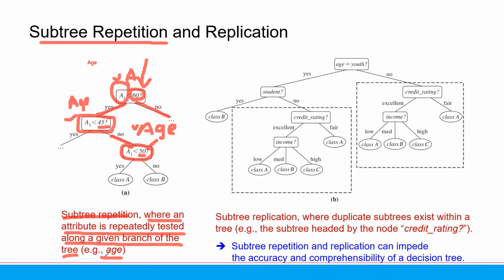There is another kind of possible subtree. We call it replication. For example, now we have x equal to u. If it is yes, then okay, we will check the attribute student. If it is yes, then it is the class B. But if it is no, okay, we have the attribute credit rating.